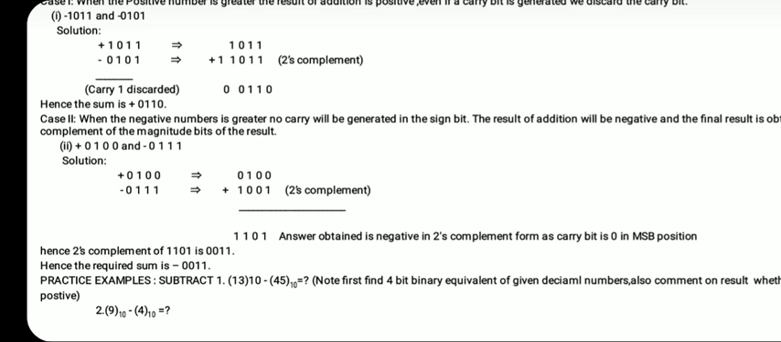Now the second number is 5 here. Okay, the second number is 5. So when the second number is 5, what are you supposed to do here? You are supposed to find the 2's complement of the second number. Solve this example using the 2's complement of the number. Okay. Now to find the 2's complement, first we have to find the 2's complement of the number 5.